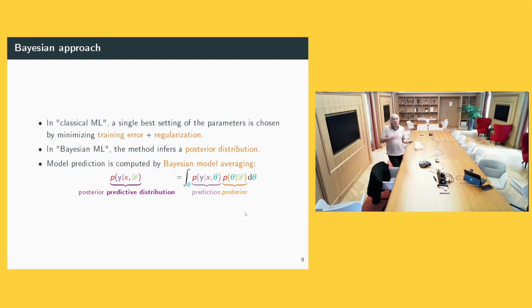You have two approaches. In classical ML, you have a single best setting of the parameters, which is chosen by minimizing the training error plus a regularization term. Whereas in Bayesian ML, the method infers a posterior distribution, so you are computing the posterior distribution of the parameters given the observations. Once you have this posterior distribution, you can obtain the posterior predictive distribution of y given x and the training set, which is obtained by integrating the prediction p(y given x and theta) with respect to the posterior distribution of the parameters given the training set.